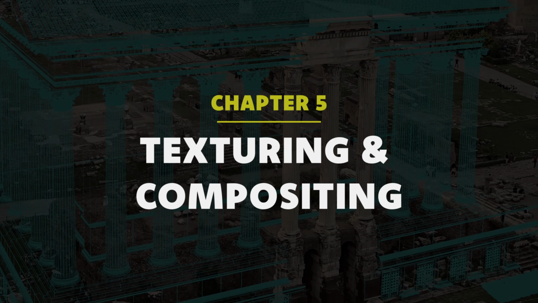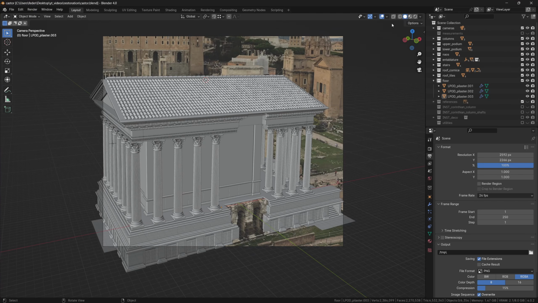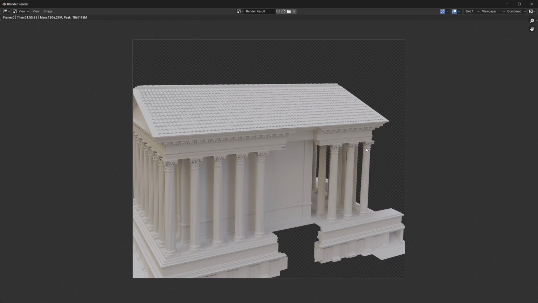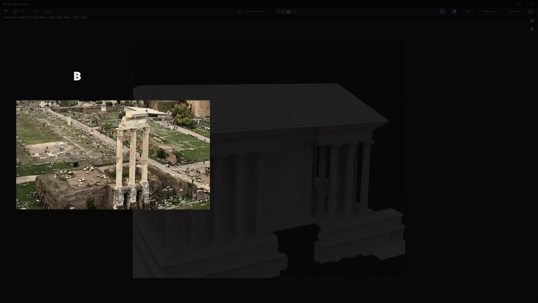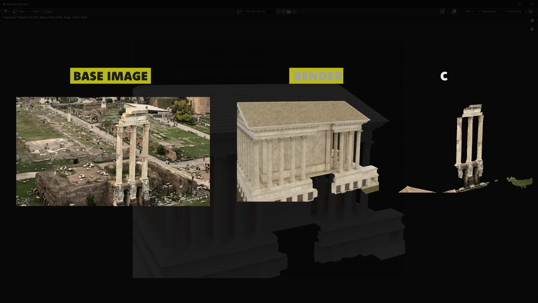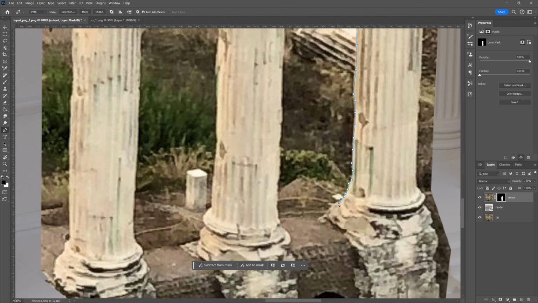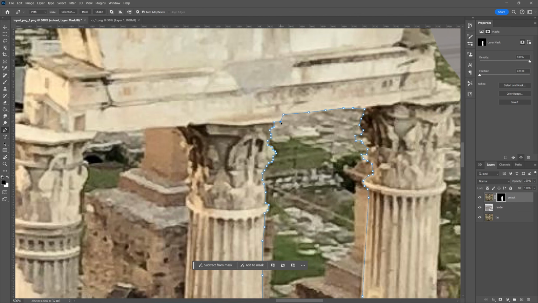With the modeling stage finally completed, it was time for a basic clay render of the temple to be then imported into an image compositing software to produce what will be the three main components of the final output: the base image, the render itself, and a cutout of the base image containing whatever needs to be in front of the render. As such, within Photoshop, with the pen tool, I started creating masks around the pieces of the temple that I wanted to be in front of everything in the final composited image.